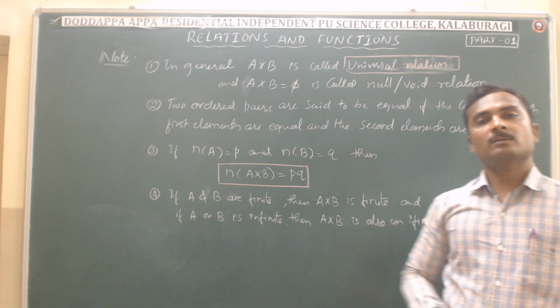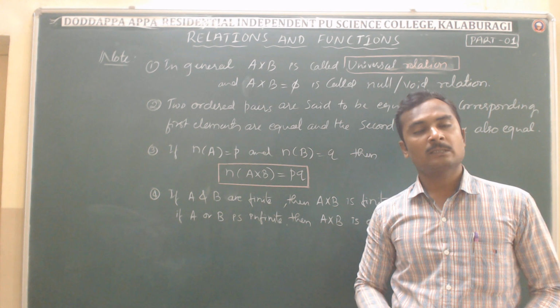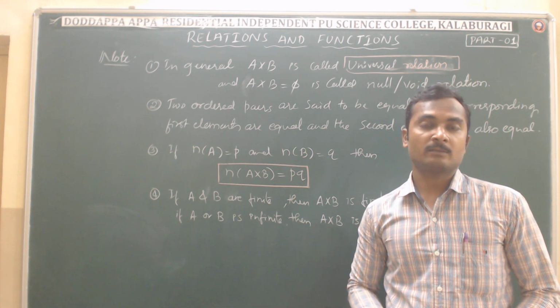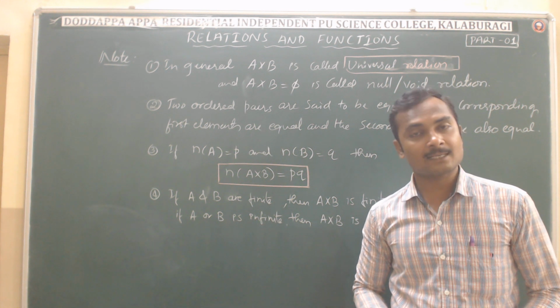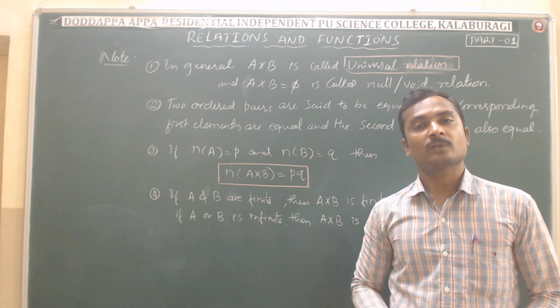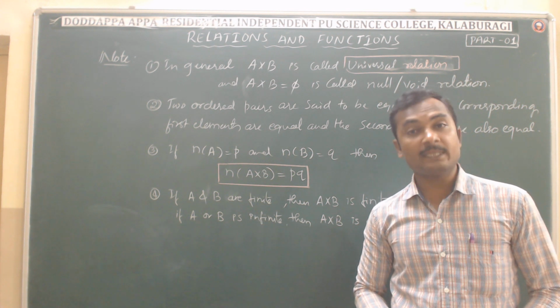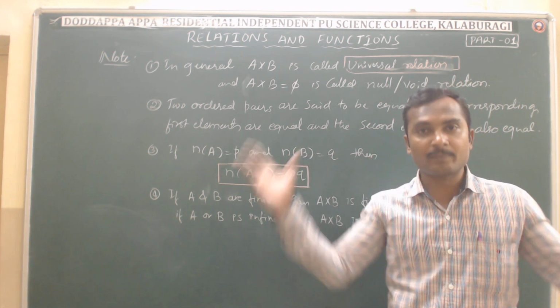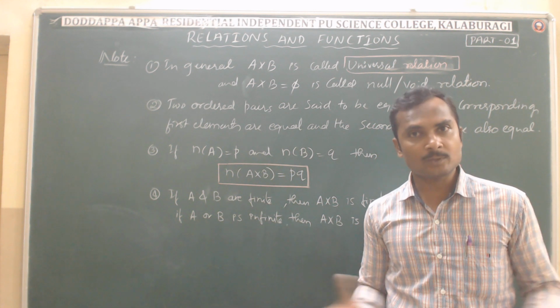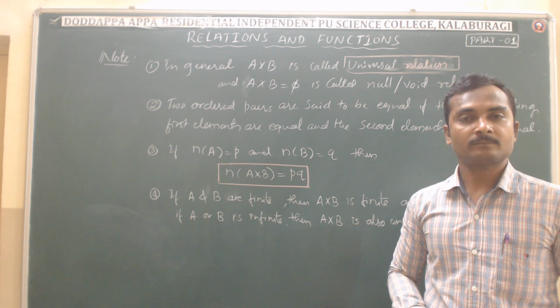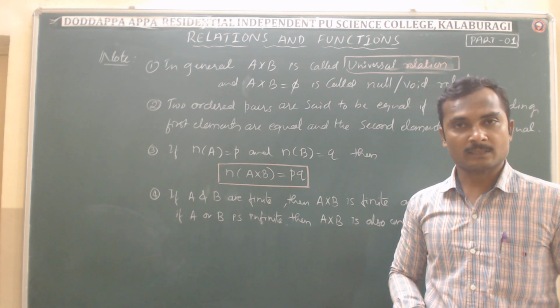That is because the Cartesian product A cross B contains the maximum number of elements, because it has a collection of the ordered pair elements in which each element of the set A relates to every element of the set B. Therefore, it consists of the biggest set. I can say universal set. Therefore, A cross B is a universal set.